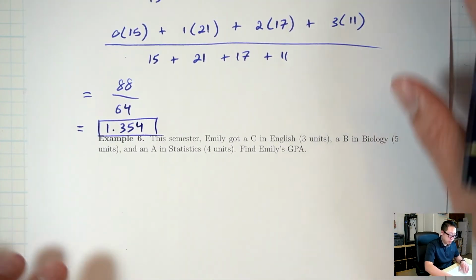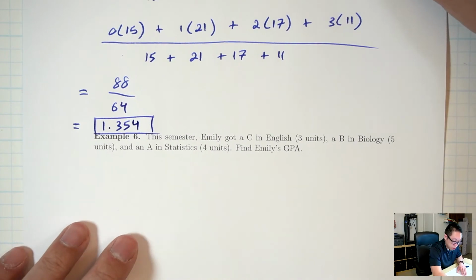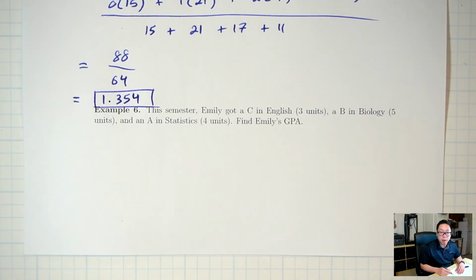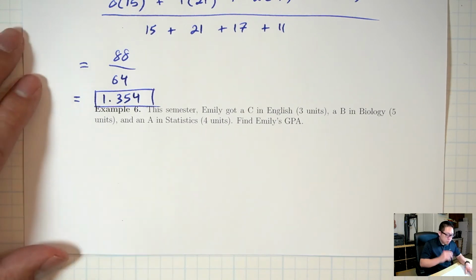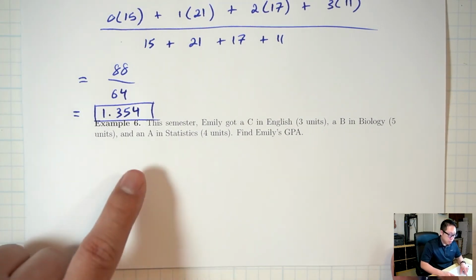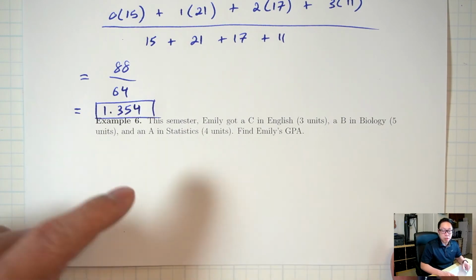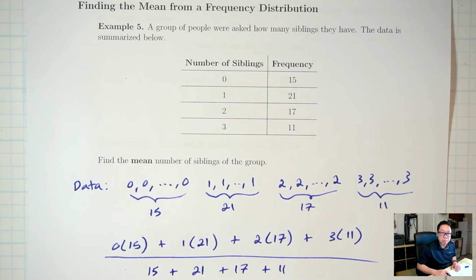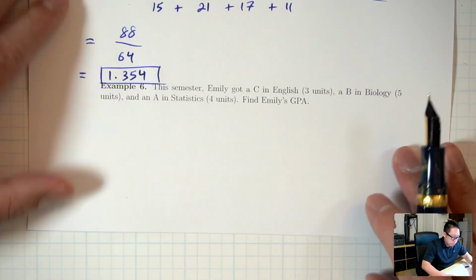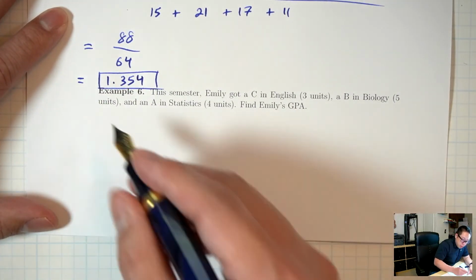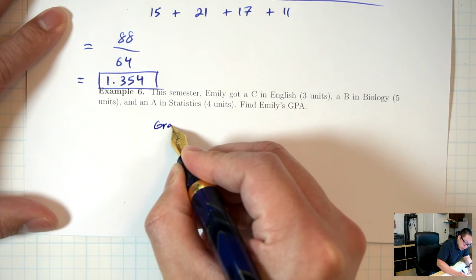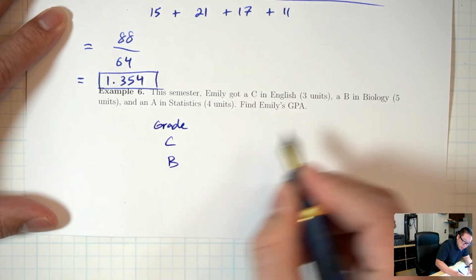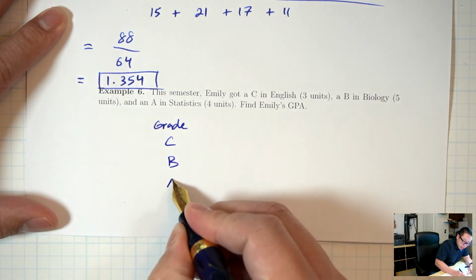Example 6. This semester, Emily got a C in English, a B in biology, and an A in statistics. Find Emily's GPA. So the point I want to make here is that finding your GPA is actually the same calculation as this that we just did. Okay? So let me write her grades. She got a C in English, a B in biology, and an A in statistics.